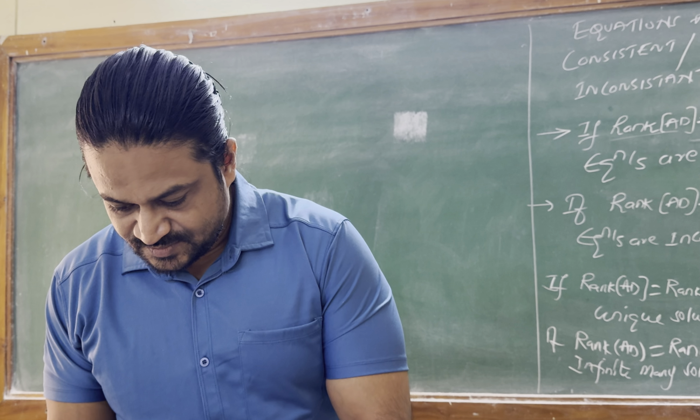First we will write the coefficients 1, 1, 1, 3 as it is. Then 1, 0 because x2 is not there, 1, then write 0. Then what we have? 1, minus 1, 1, 1. This is the combined matrix, the augmented matrix we have.